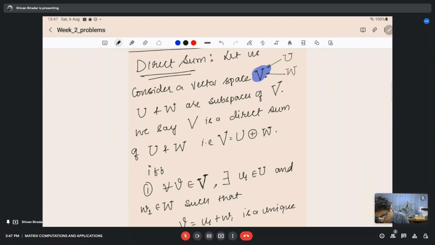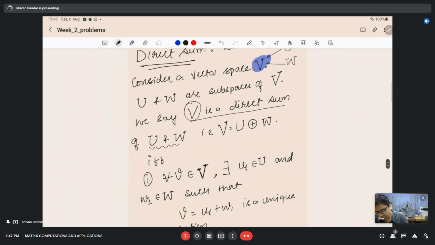So we say that V is the direct sum of these two subspaces. Remember that V is your vector space, and we say that V, the vector space, is the direct sum. Remember, there's a word sum here, so don't forget this. V is the direct sum of U and W, which is depicted like this.